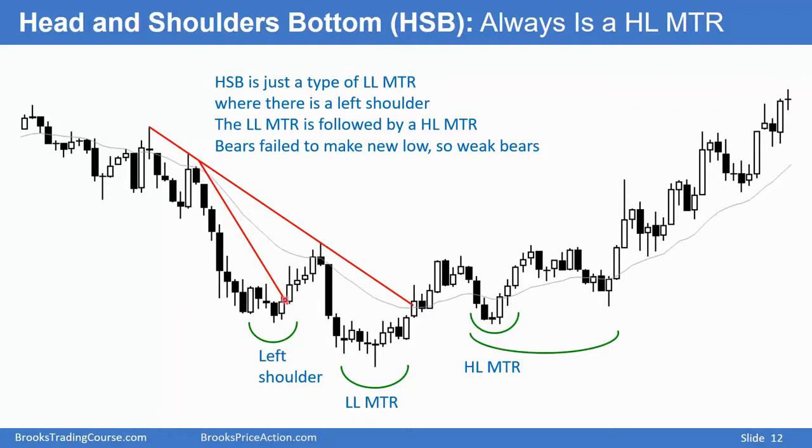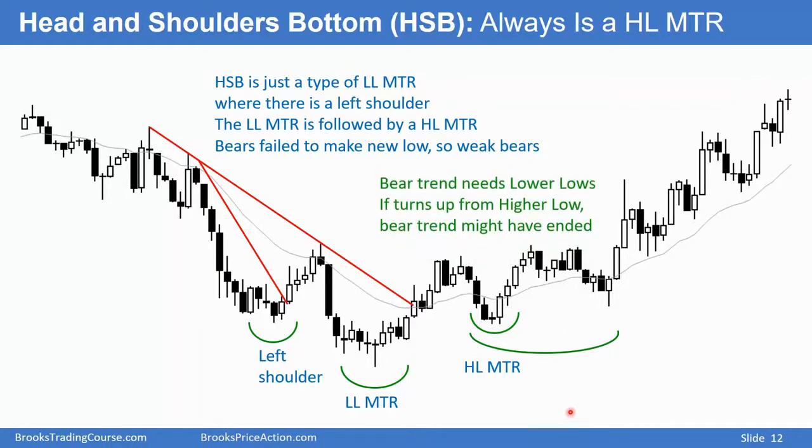The market broke above a bear channel, and we got a lower low major trend reversal. We broke above another trend line, and now we have a higher low major trend reversal. Every head and shoulders bottom has both a lower low major trend reversal and a higher low major trend reversal in it. The bears failed to make a new low, so the bears are getting weaker and the bulls are getting stronger. A bear trend needs lower lows, and if you get a higher low, you have to be wondering if the bear trend has ended and the market has converted into a trading range or into a bull trend.